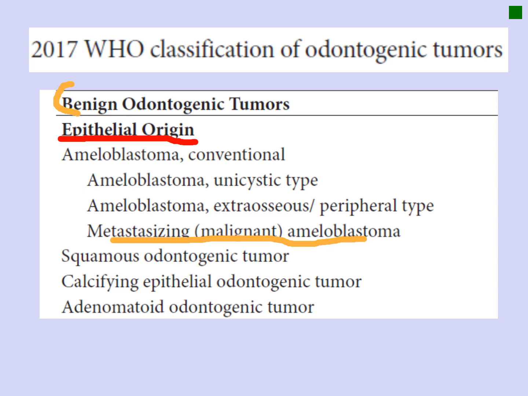So this is number one in the list of epithelial tumors which are benign. Number two is squamous odontogenic tumor, which is again a specific type of lesion. Number three is calcifying epithelial odontogenic tumor, and number four is adenomatoid odontogenic tumor.